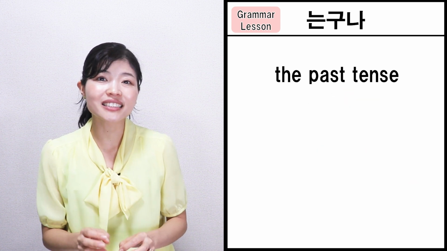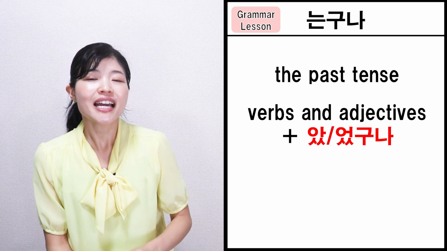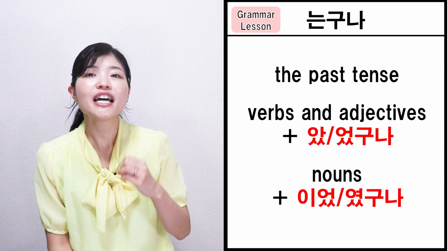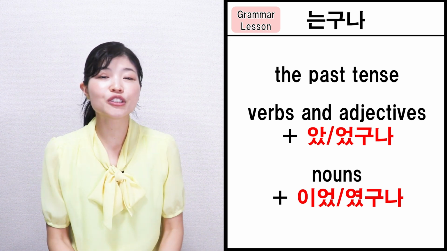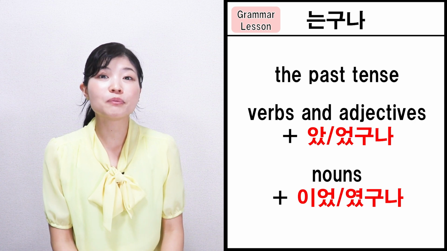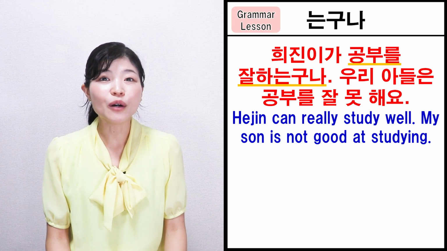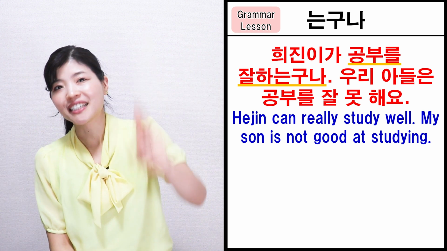For the past tense, the use is the same for verbs and adjectives. It is going to be 없구나. For the past tense of nouns, you use 이었구나 or 였구나, depending upon the final consonant. To summarize, it is going to be like this. Now, let's make discoveries. First, let's begin with a verb.